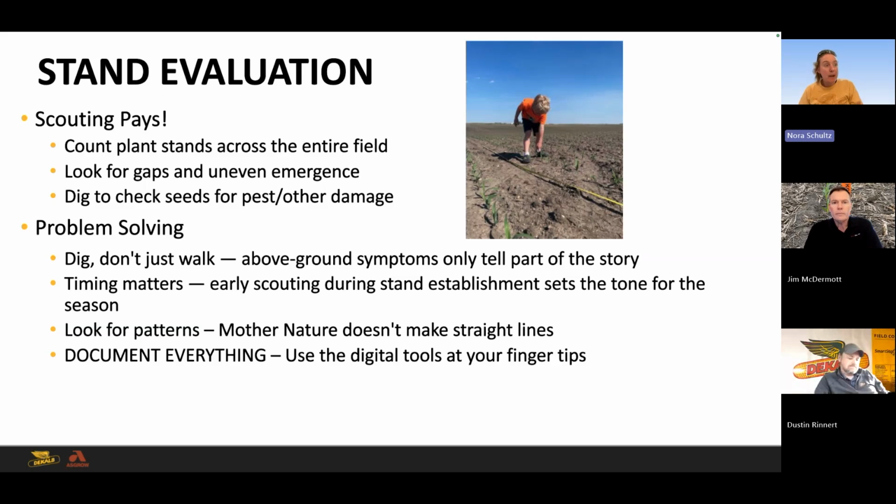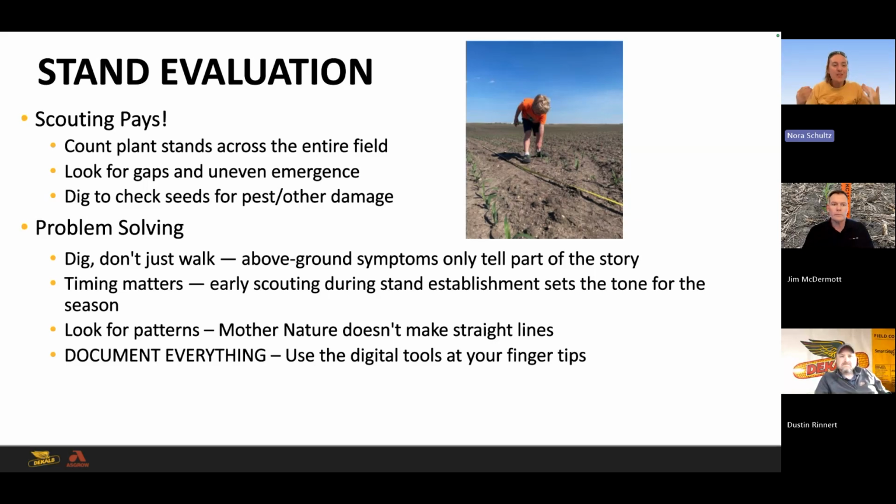We're looking for those gaps and uneven emergence. Doing that early, just like Dustin said, we're able to catch it and make management decisions early. We want to just start our problem solving. Dig our seeds. Do we have a pest? Did we have imbibitional chilling? Did we have maybe some planter setting issue where we had poor seed to soil contact? Maybe we had an air pocket or something like that. We ended up maybe at the moisture line. We were varied in the response. What's that problem solving? And then always dig, don't just walk, right?